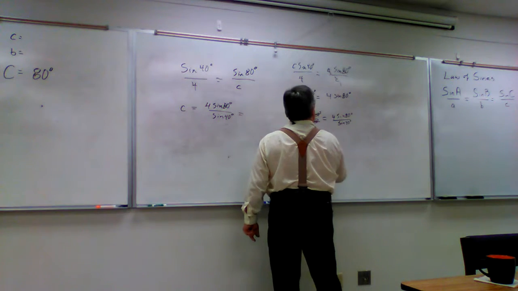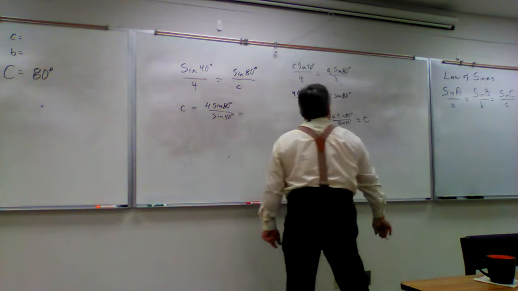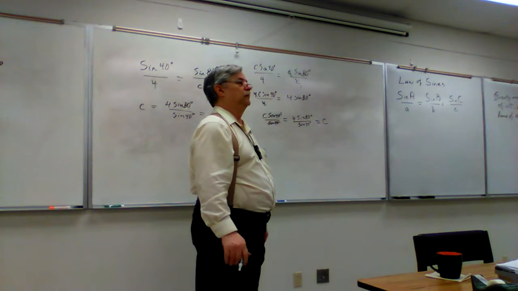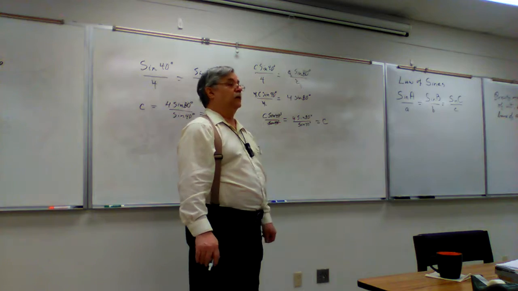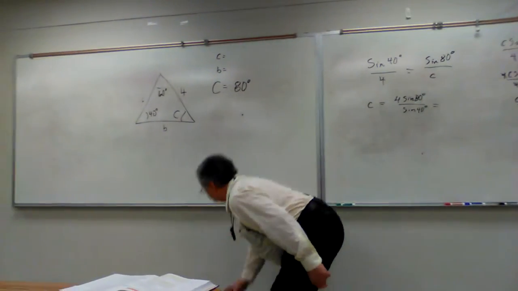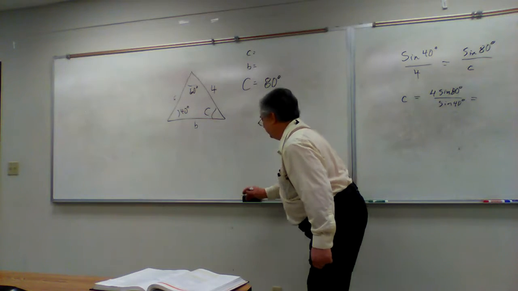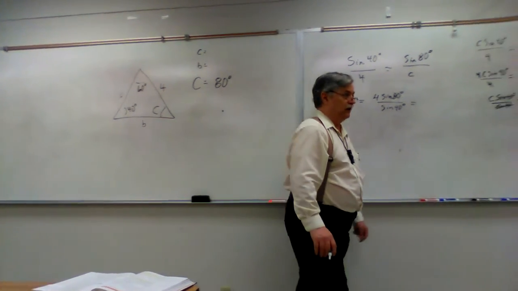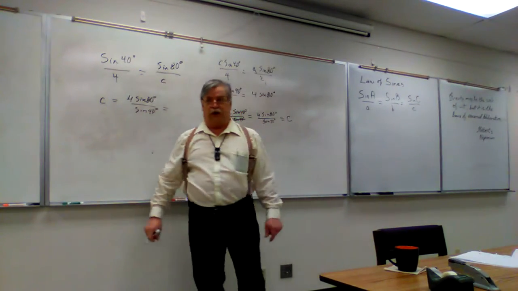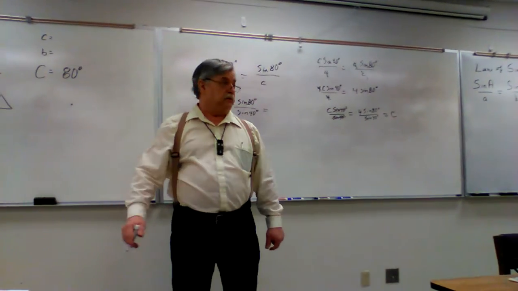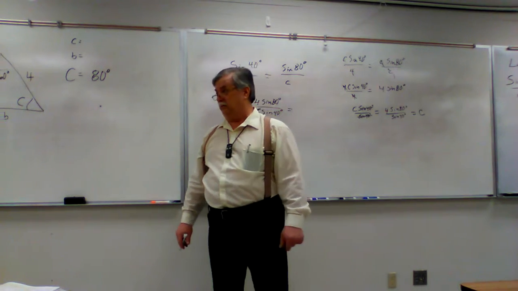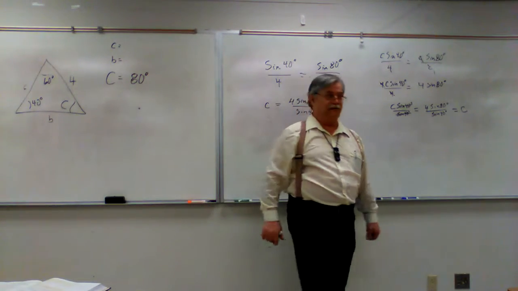And they cancel over here. We end up with C equals 4 sine 80 over sine 40. Okay? And that's a good question to ask, because especially if you've done a few, it's very easy to just look at this and go, okay, and just do the algebra in your head, and that's how you make mistakes. That's how I make mistakes. How I usually end up embarrassing myself in front of the class.